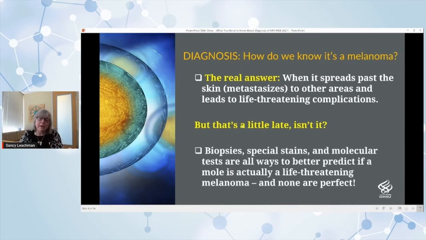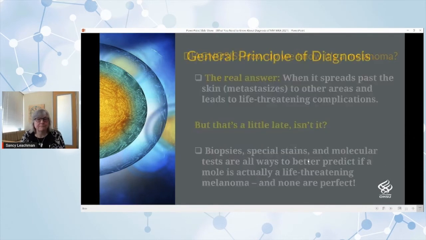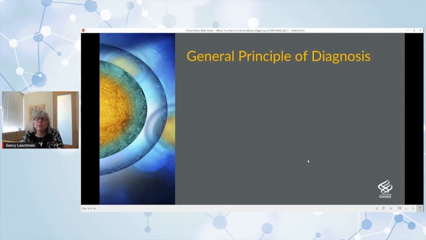And so that's where biopsies, special stains, and molecular tests come into play. They are all ways to better predict if a mole is actually a life-threatening melanoma. And none of these are perfect, as you'll see. So what is the general principle of diagnosis?